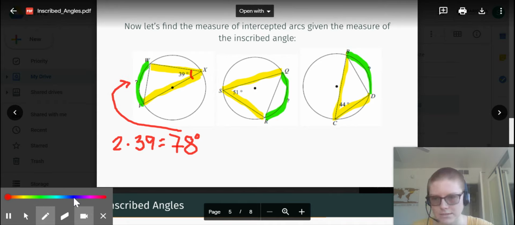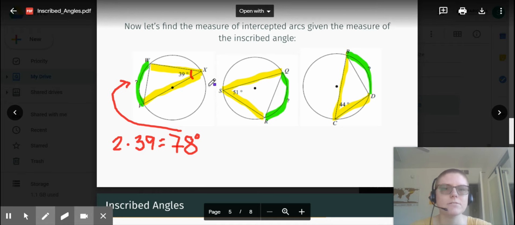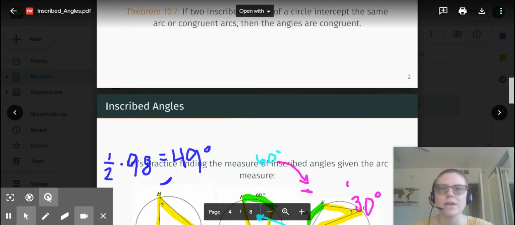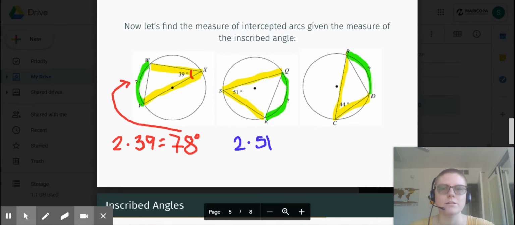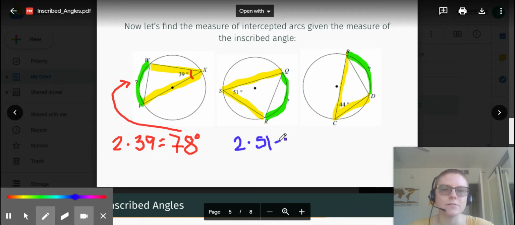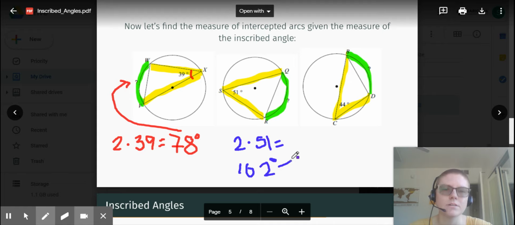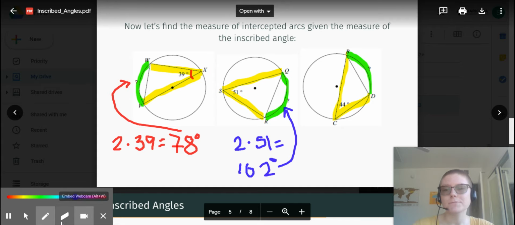And then let's use dark blue for this one. Right? This angle is 51. The arc's got to be twice as big. And this is all just what we know from our theorem 2 slides back, the inscribed angle theorem. So 2 times 51. I know 2 50s is a 100. I know 2 1s is a 2. 100 plus 2 is 102. Pretty simple. Again, you'll be getting ones that have to solve for x, but I just want you to get the general idea of how to solve these problems.